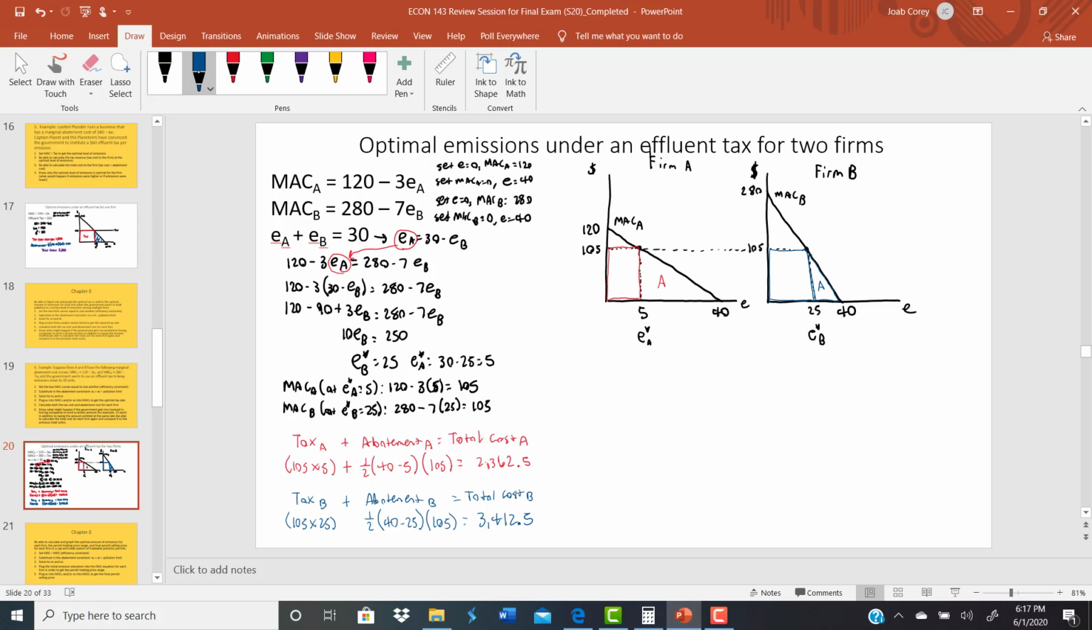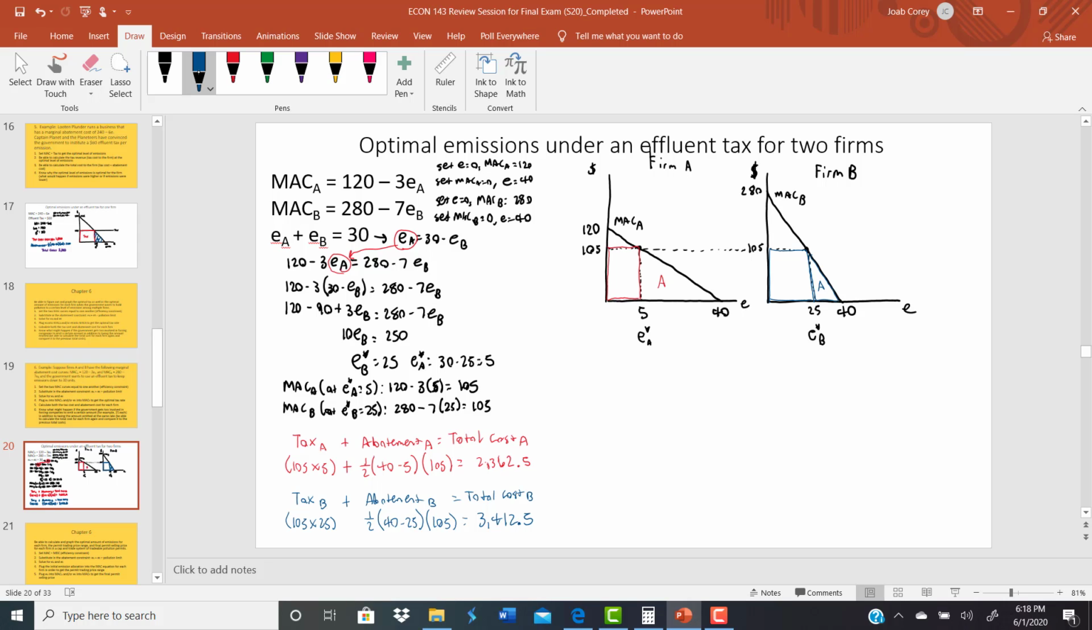All right, so again, not pretty numbers, but you see how to do it, hopefully. So with that in mind, again, be able to figure out what the abatement cost is, or the area of that triangle, what the tax cost is, or the area of that rectangle, add the two to get the total cost for both firms there.